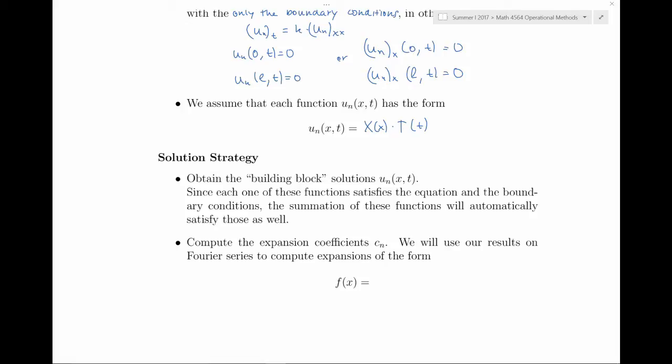However, in certain situations, this assumption that the building block functions have this form is actually untrue, and we will never be able to use this method to find solutions for certain boundary conditions. So this method has limited applicability. However, the solutions that we get with it work perfectly.